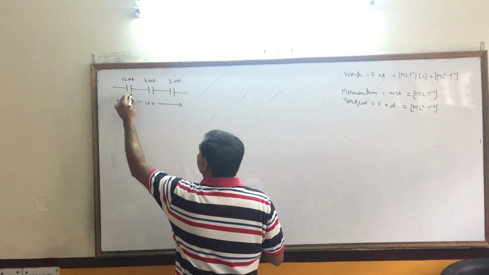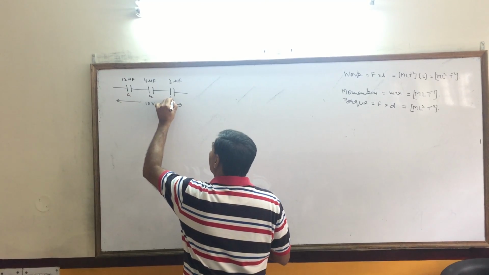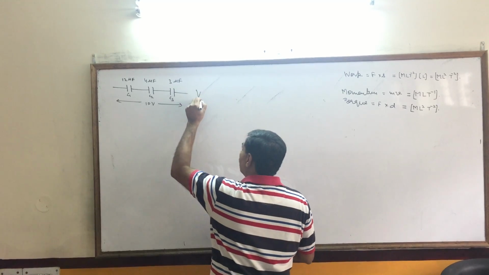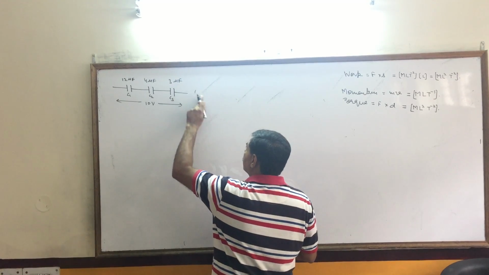Find the potential drop across C2 and the charge on each.